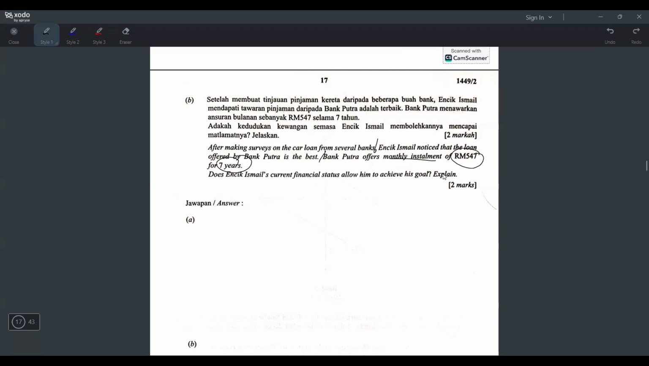Okay, do you remember just now dia ada cakap kan 10% dia sudah bayar down payment. So yang remaining 90% dia kena buat pinjaman bank. And dia sudah buat survey and dia choose Bank Putra. Tapi Bank Putra dia cakap, oh, monthly installment you kena bayar 547 for 7 years. Okay, for 7 tahun. And dia tanya sekarang, does Encik Ismail current allow him to achieve his goal? Adakah kedudukan kewangan Encik Ismail membolehkannya mencapai matlamat?